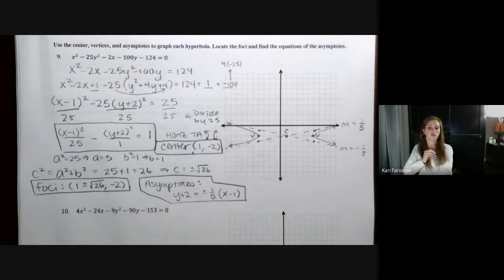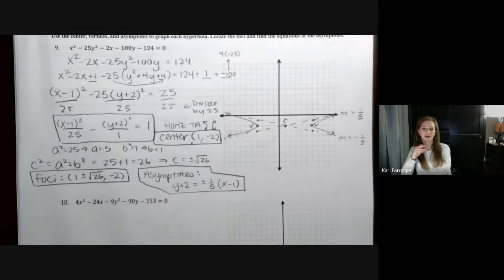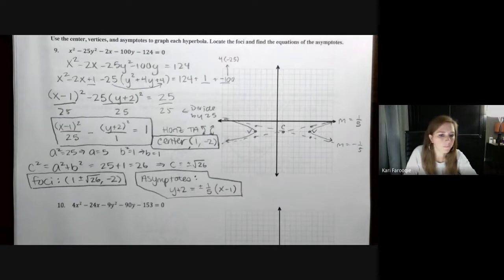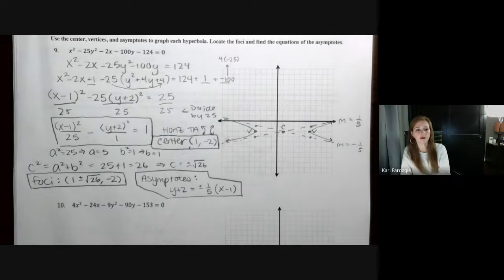And you can leave it just like that. I know, it's just a thing. It's a hoop you have to jump through. You have to write the equations. Questions on number 9?